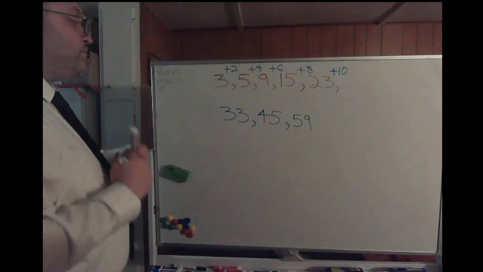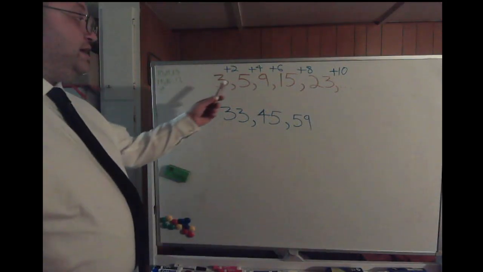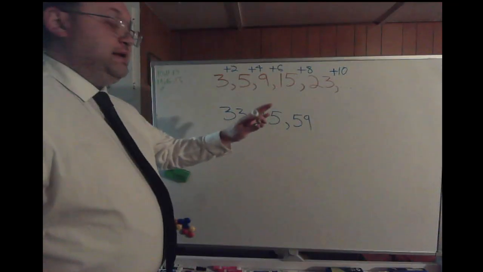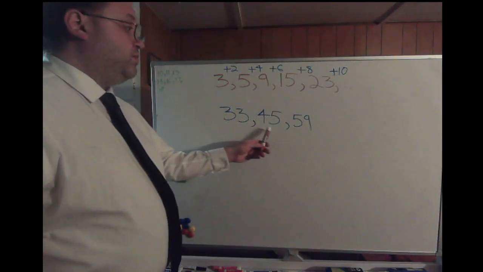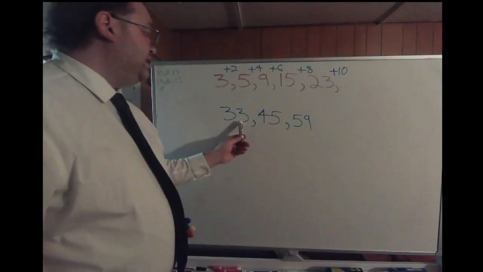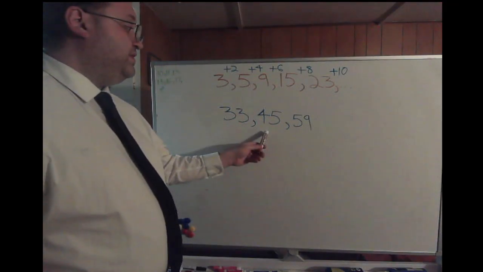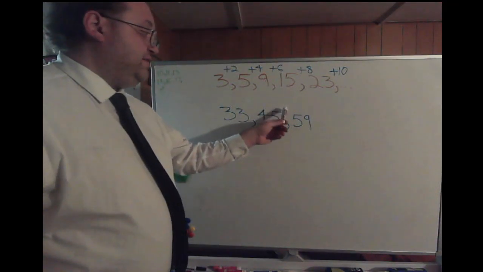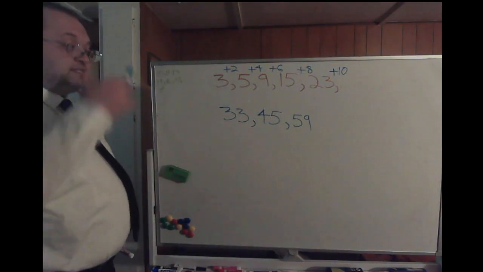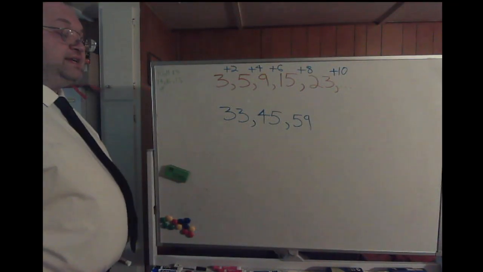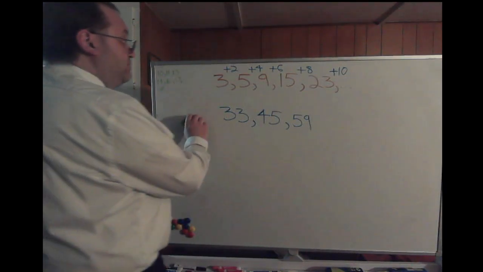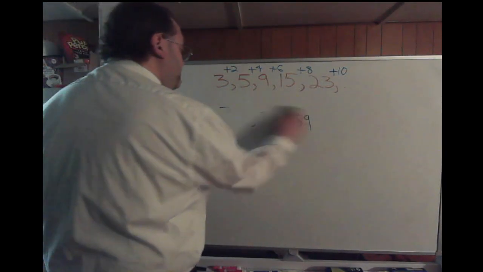So based upon the pattern here, going up by an even number every time we add, you're going to have 33, 45, and 59, because it's going to go up by 10 from 23, by 12 from 33 to 45, and by 14 from 45 to 59. I guarantee you, if we were to take it a step further, the next one would be 16, which would put us at 75, but we're not going to go that far. Alright.